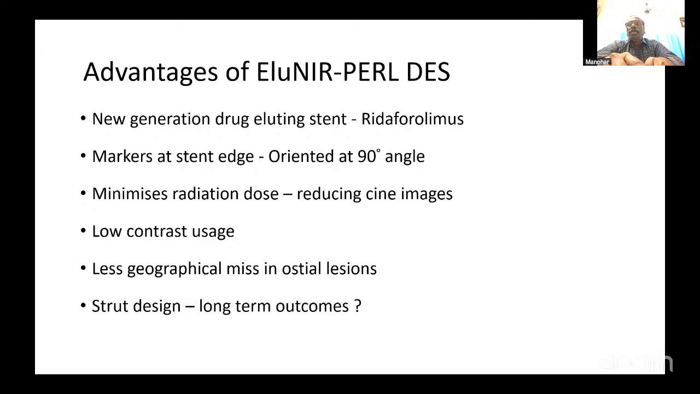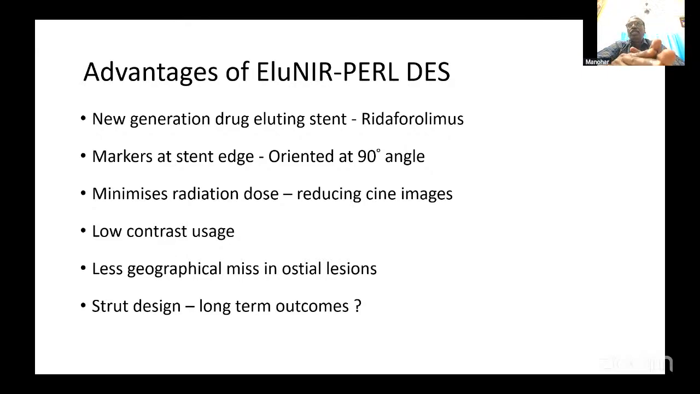We did all cases for ostial lesions. One is LAD and LCX ostial, another is RCA ostial, another is proximal RCA, and two LCX lesions. One is calcium containing and tortuous vessels. We used these Alluvial stents.